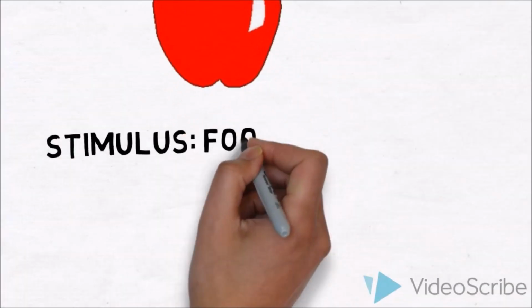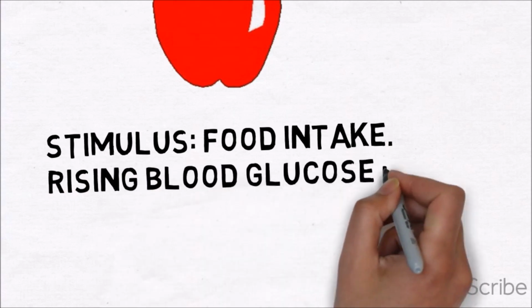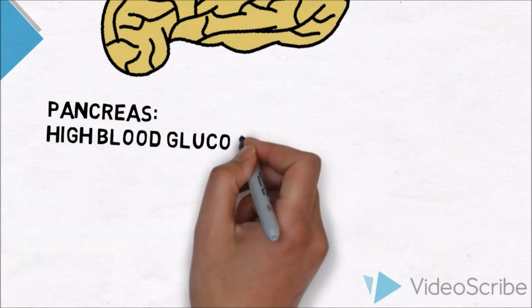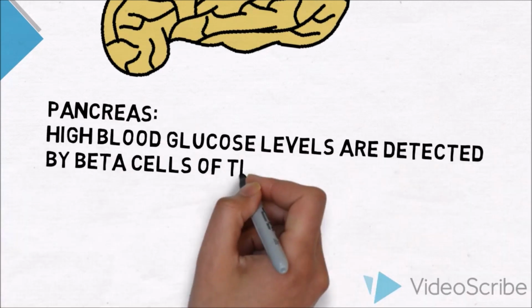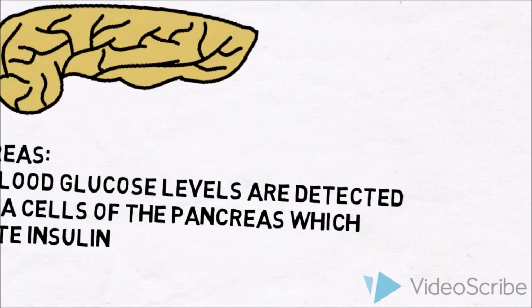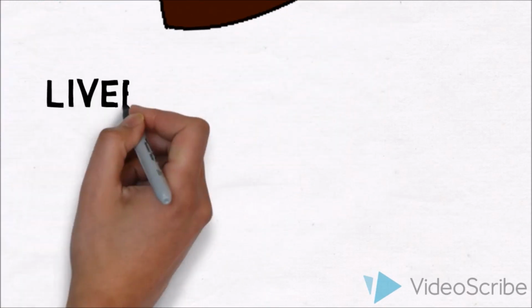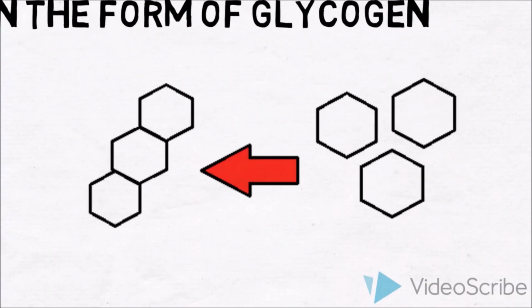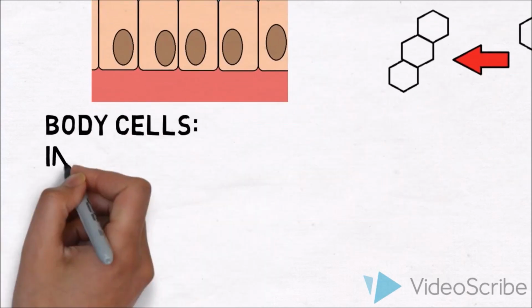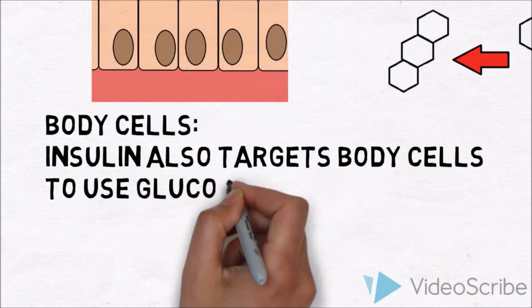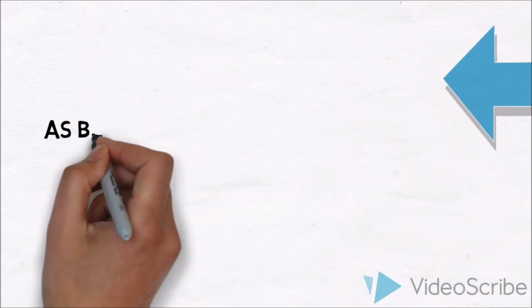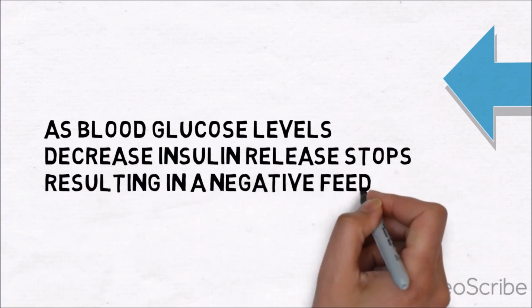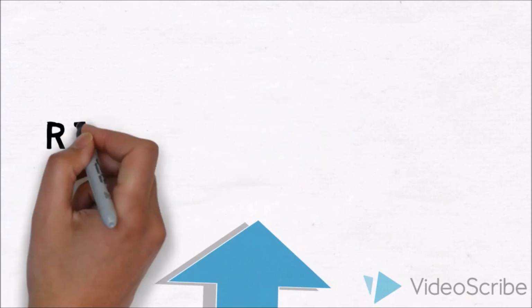In normal homeostasis, as food is digested, blood glucose levels increase. Blood glucose levels are detected in the pancreas by beta cells which release insulin. Insulin targets liver cells to store glucose in the form of glycogen. Insulin travels through the blood and targets body cells to use glucose as a source of energy. As glucose levels decrease, insulin release stops, resulting in a negative feedback. Blood glucose levels return to normal.